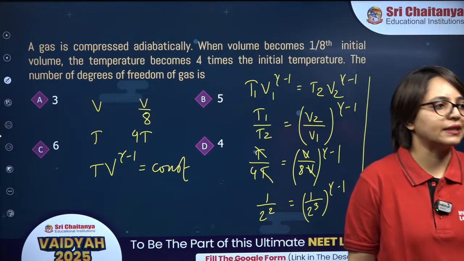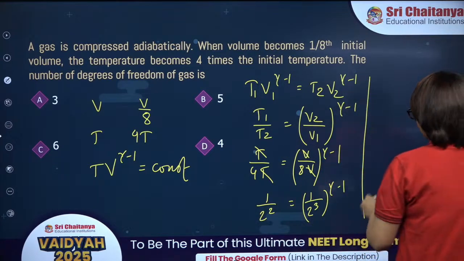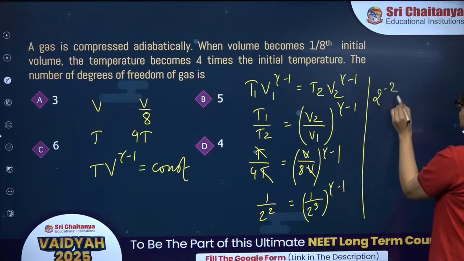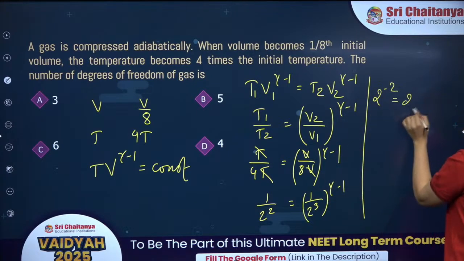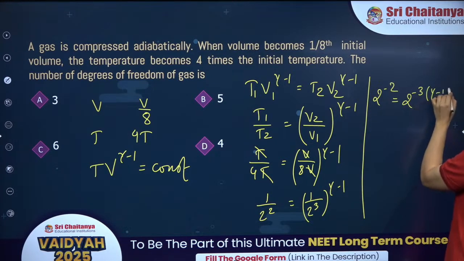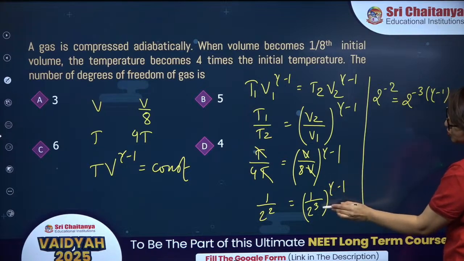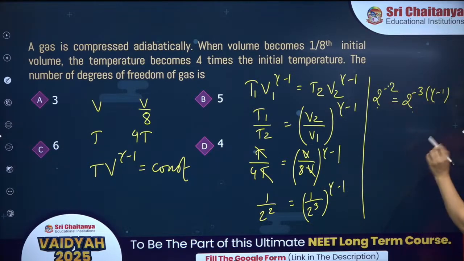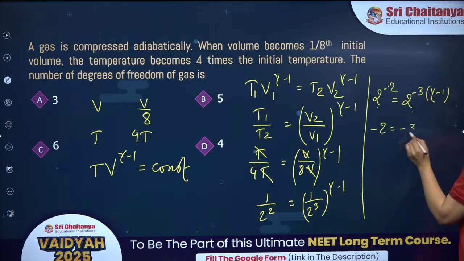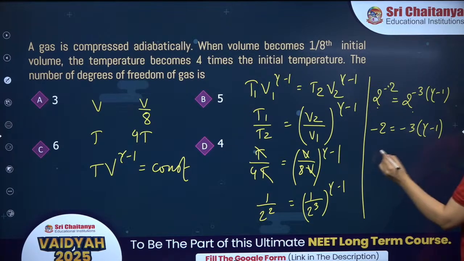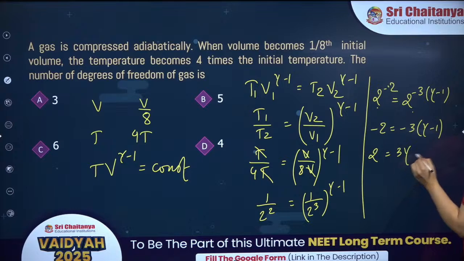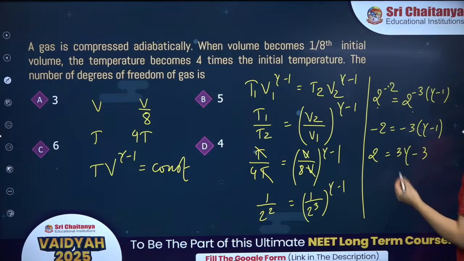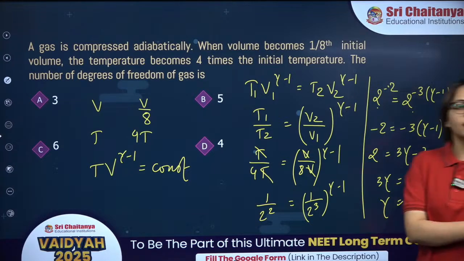Because the base is the same, alright. So over here it is 2 to the power minus 2 and here 2 to the power minus 3 times gamma minus 1. Base is same, that means the power must be same. So minus 2 should be minus 3 times gamma minus 1. So 2 should be 3 gamma minus 3. So over here 3 gamma is equal to 5. So gamma is 5 by 3 over here.